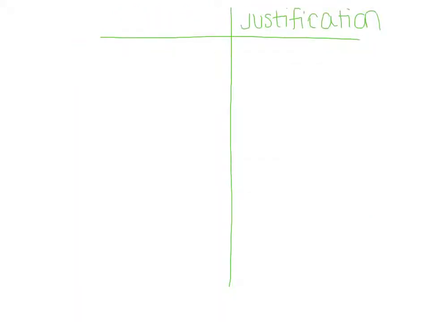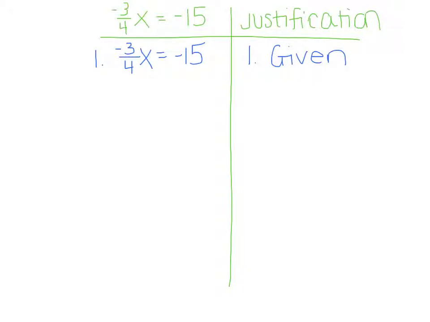Let's try another problem. Let's try negative 3/4 x equals negative 15. So what's the first thing you're going to do? Look at the last problem and try to write the first step on your own. Just the first step. Alright, the first step should be you rewriting the problem. Negative 3/4 x equals negative 15. And what's our justification? Well, this is our given information. So that's all we need to write is given.